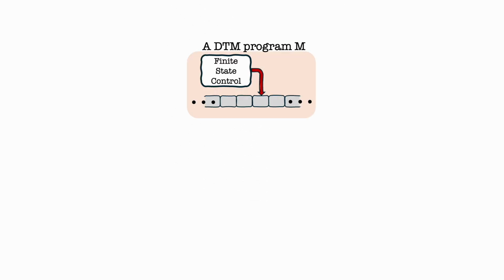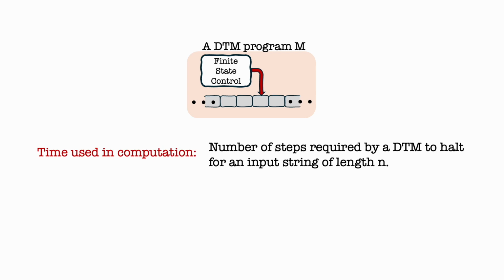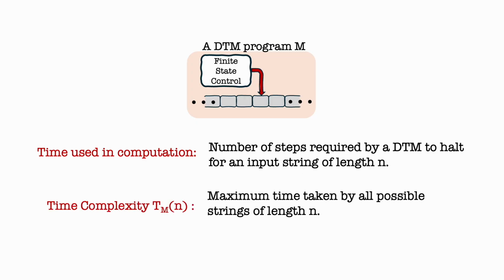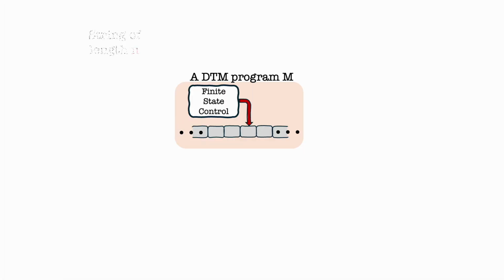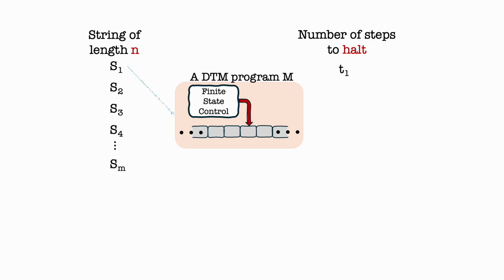We already discussed time complexity and big O notation in one of the previous videos. If we define time complexity in the context of a deterministic Turing machine, or DTM, we can say the time used in computation is the number of steps required by a DTM program M to halt for an input string of length n. The time complexity of the program is the maximum number of steps taken over all possible input strings of length n. We can understand this better with an example. We generate all possible strings of length n. For each string, we calculate the number of steps required by a DTM program M to halt.